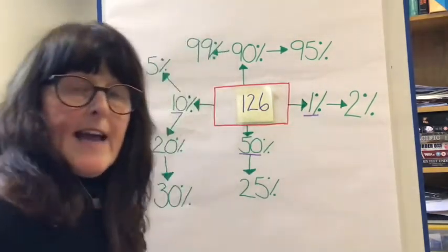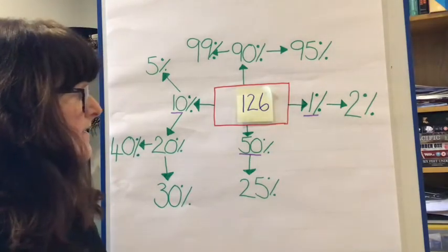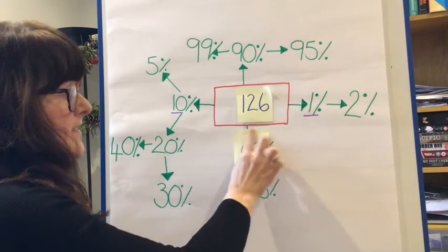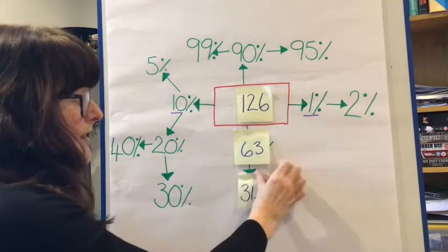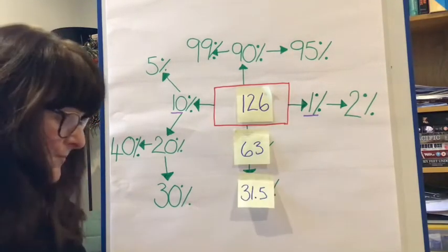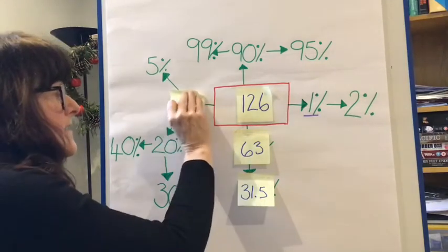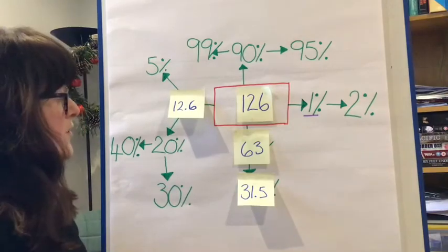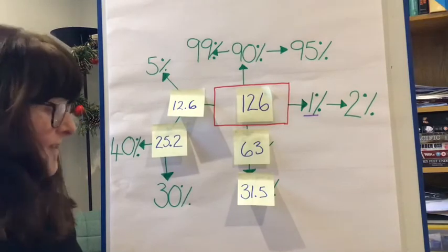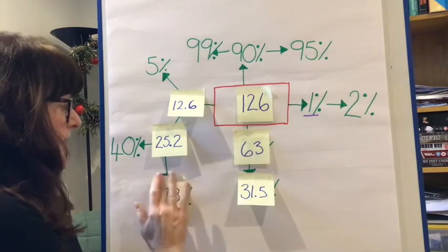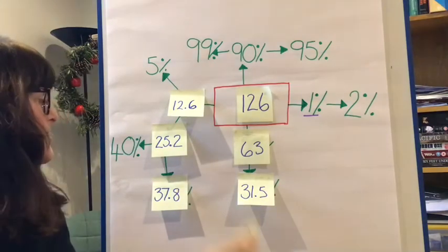Now let's just have a look at the different percentages if you started with 126. So 50% would be 63. Halve it again to find 25% would be 31.5. 10% would be 12.6. 20% would be double that, 25.2. And 30% would be 10% and 20%. Double 20% to find 40%.